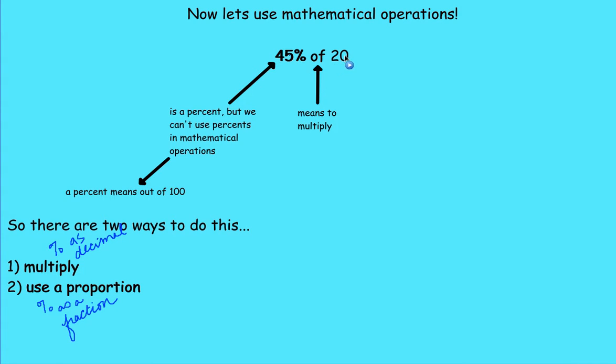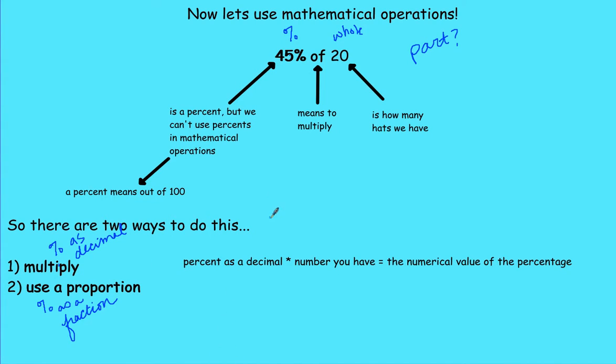Of always means to multiply, and 20 is how many hats we have. So we know that this is the percent and this is the whole, and we're looking for the part. When we multiply, it literally tells us exactly what we need to multiply. We need to multiply 45% as a decimal, which is 45 hundredths, times, because of means to multiply, so it's like you're taking of and replacing it with the multiplication sign. And in this case, 20, because we have 20 hats. So if you take the percent times the whole, that will always give you the part.